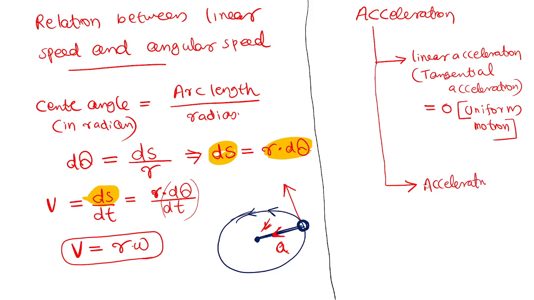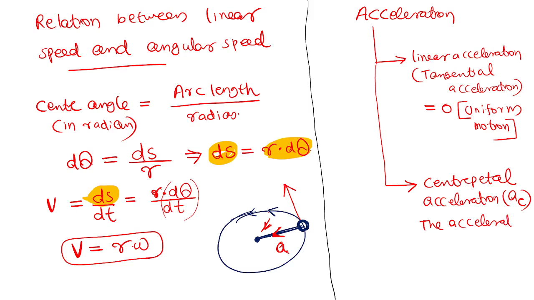Let me write the name of it. I will definitely repeat, don't worry. Another type of acceleration is centripetal acceleration. This is the most important thing, a_c. It is defined as the acceleration towards the center.